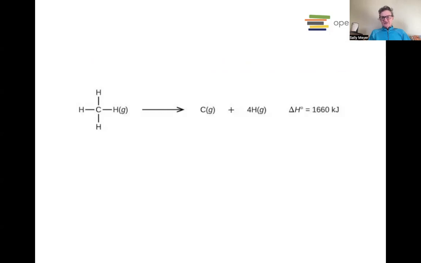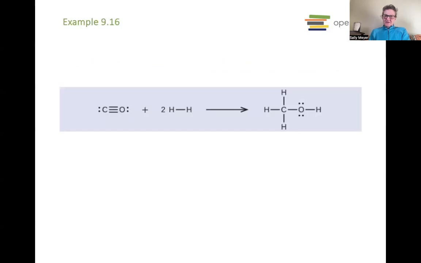So if we have this reaction, we could look up in a table and it could give us the average energy it takes to break a carbon-hydrogen bond. And so in this process, we have to break 4 carbon-hydrogen bonds. So this delta H would be 4 times the heat of dissociation of a carbon-hydrogen bond.